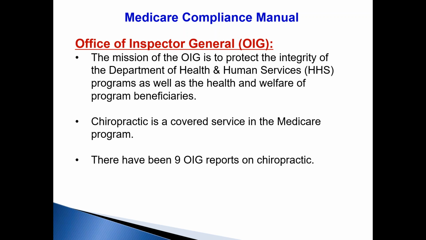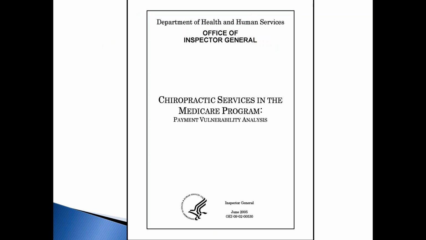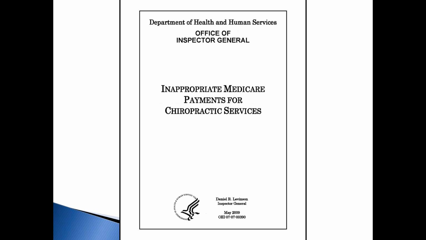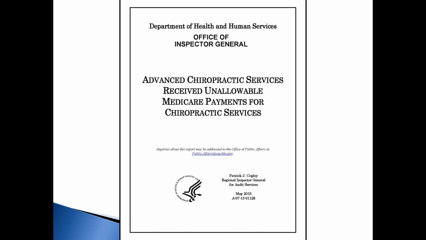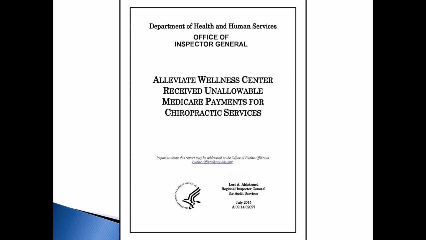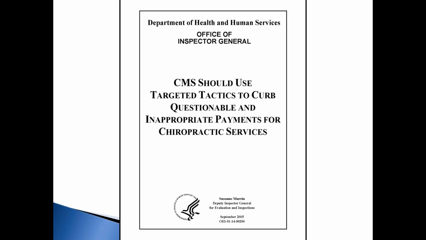And over the last 10 years or so, they've done reports on chiropractic, 9 reports actually. And they basically are telling us that we need to do better. Some of these reports are directed towards specific chiropractic offices, and some are just general reports on how we're doing based on the data that they've collected. And there have been many of them.